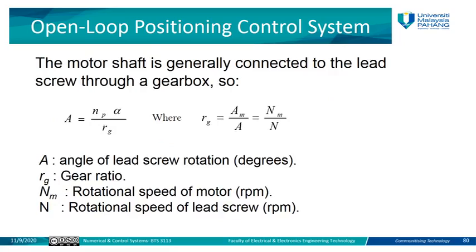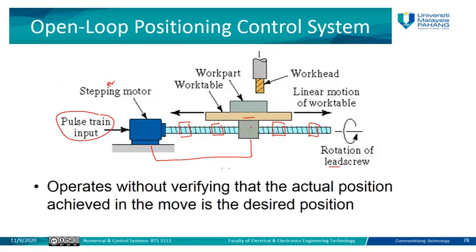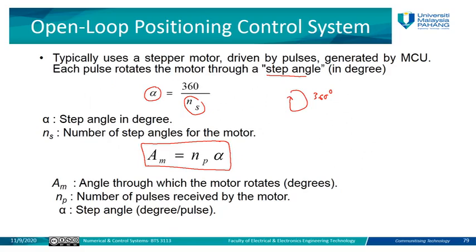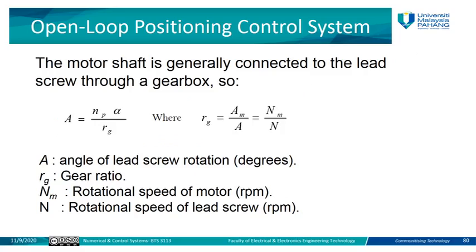Another example and another formula here is to calculate the value of A, which is the angle of the lead screw rotation in degrees. And Rg here is the gear ratio. The gear we have, because we have rotation here, this will rotate. How can we rotate this one? It will engage with the camshaft of the motor by using the gear. Also it will engage with the table of the machine by using a gear.